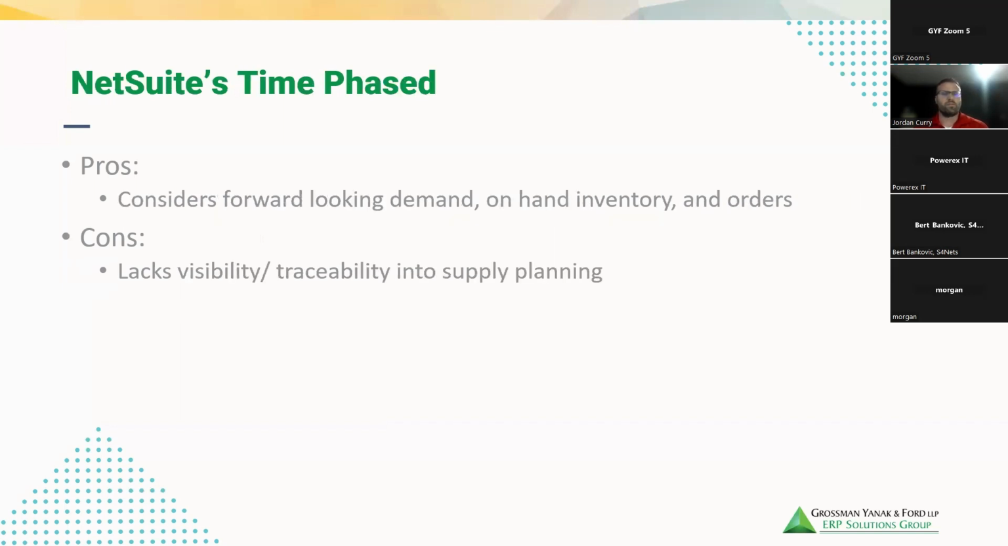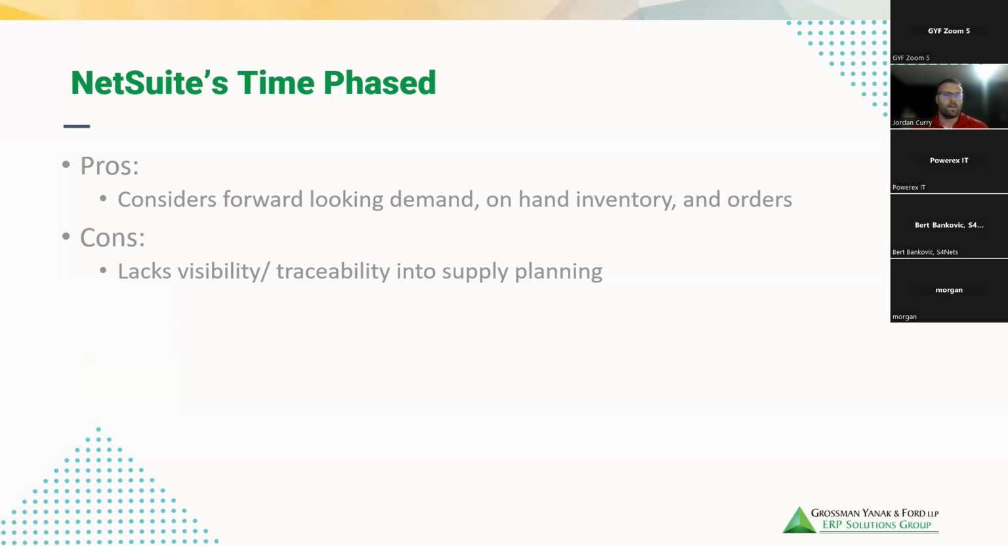So, moving on to time phased. Now, time phased starts to begin to consider forward-looking demand. So that's your forecasted demand that you have either manually uploaded based on your sales forecast or have imported into the system. Also considers obviously your on-hand inventory at the locations and all of the orders that you have out there.